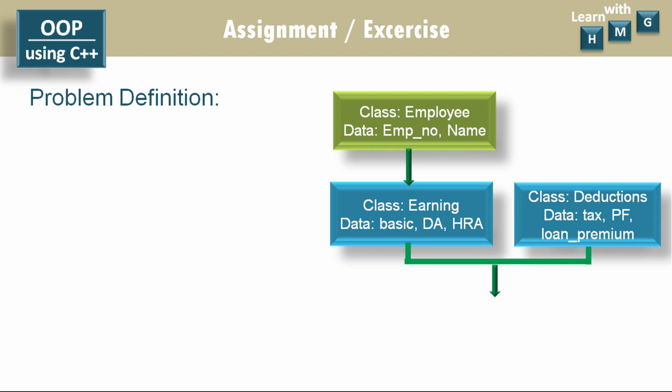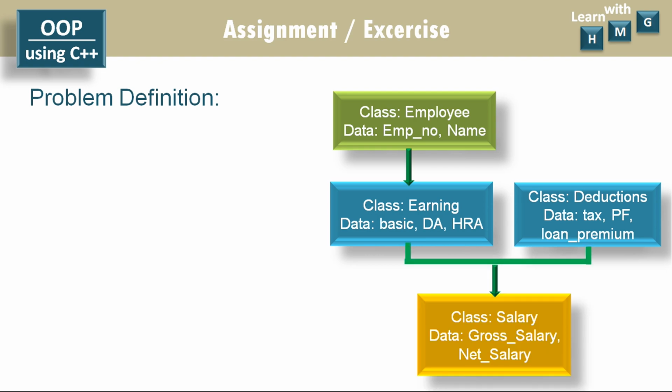From these two classes, that is earning and deductions, one class is derived, that is salary, which is having two data members, gross salary and net salary. So two types of salaries are there. Gross salary means it is earning. Earning means basic plus DA plus HRA, that indicates gross salary. And net salary means from this gross salary you have to subtract deductions. Means you have to subtract provident fund amount, tax amount and loan premium amount, and whatever the remaining amount, that is called as net salary.